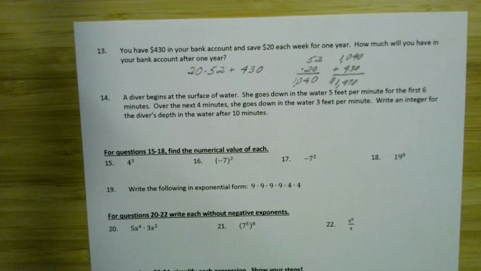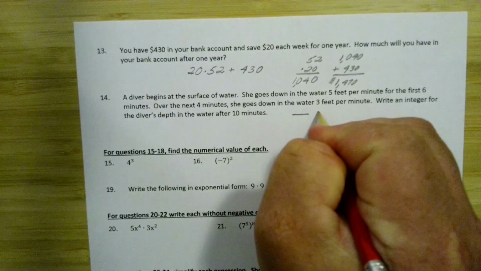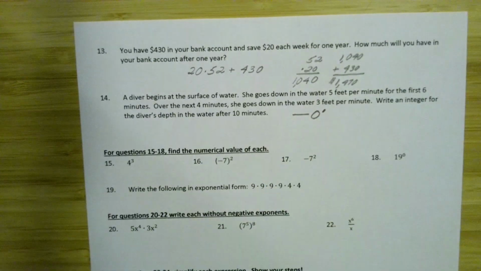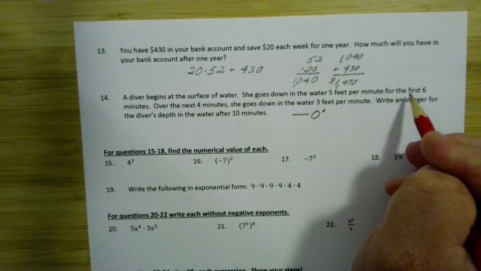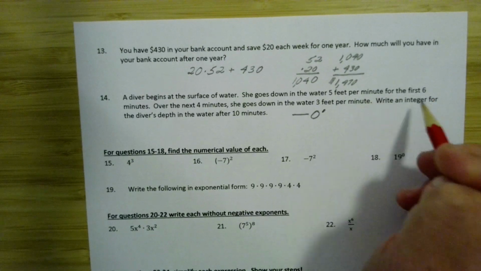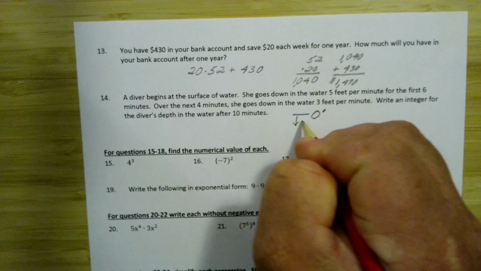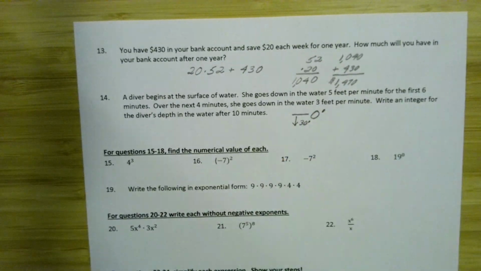14. A diver begins at the surface of water. So we're going to begin at 0 feet. There's the feet sign. She goes down in the water 5 feet per minute for the first 6 minutes. So every minute she's going to go 5 feet down. So that means we're going to go down another 30 feet from where we started. Over the next 4 minutes, she goes down in the water 3 feet per minute. It gets a little harder.